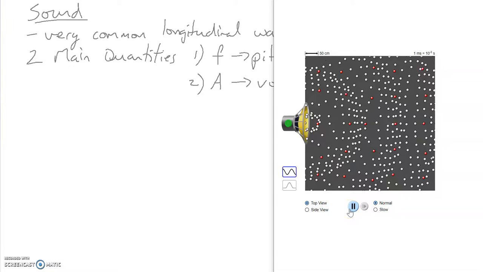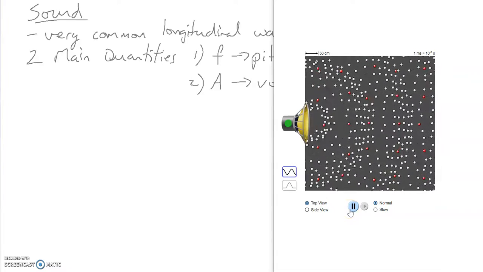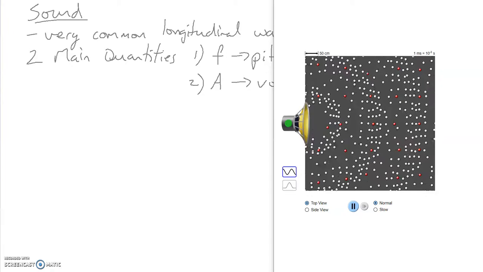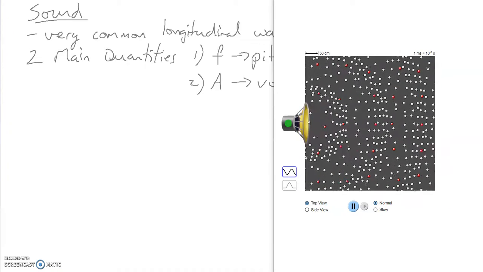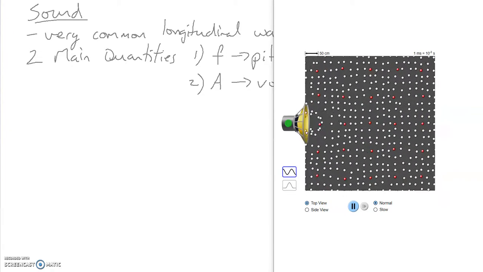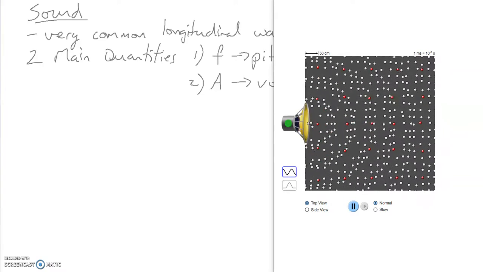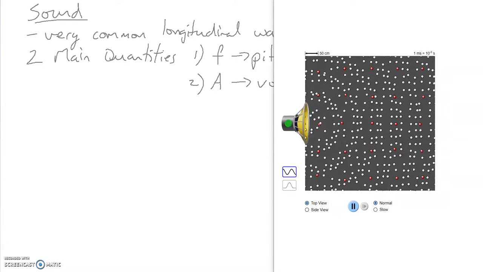So as you increase or decrease the frequency, that changes the wavelength, and that changes the tone. So this would be a lower tone, because it's a low frequency, high wavelength. And if we crank it up again, this would be a higher frequency, or higher pitch or tone, with a lower wavelength.